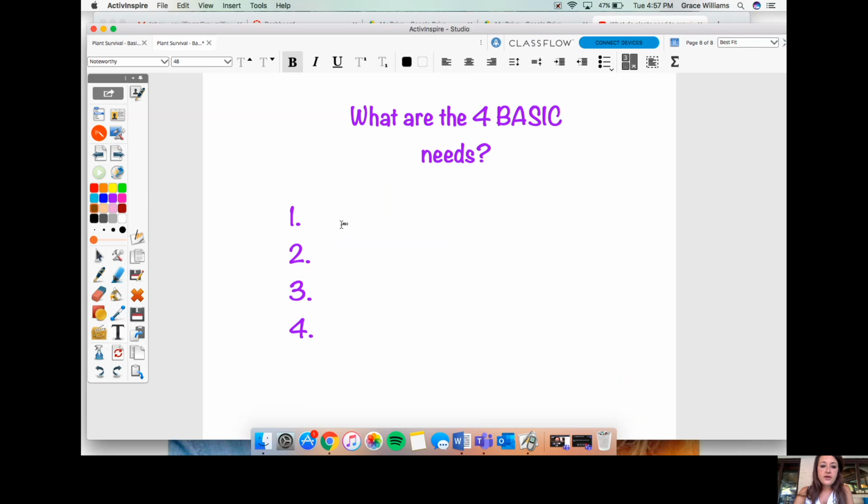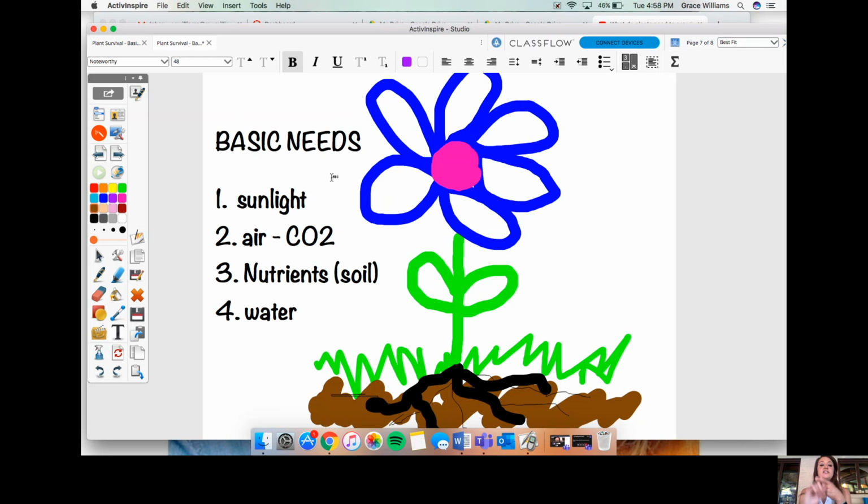So that is what we said. Okay, the 4 basic needs. So the 4 basic needs were sunlight, carbon dioxide, nutrients, and water.